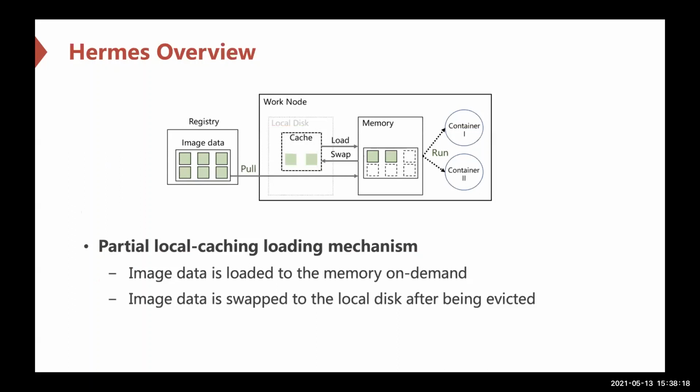The basic idea of Hermes is what we call a partial local caching image loading mechanism. The image data is loaded to the memory on demand and is swapped to the local disk after being evicted.